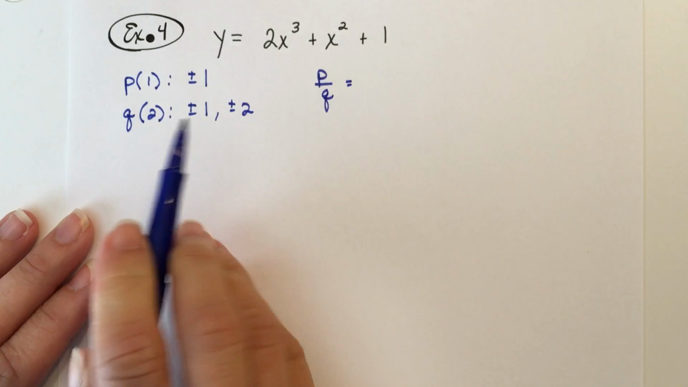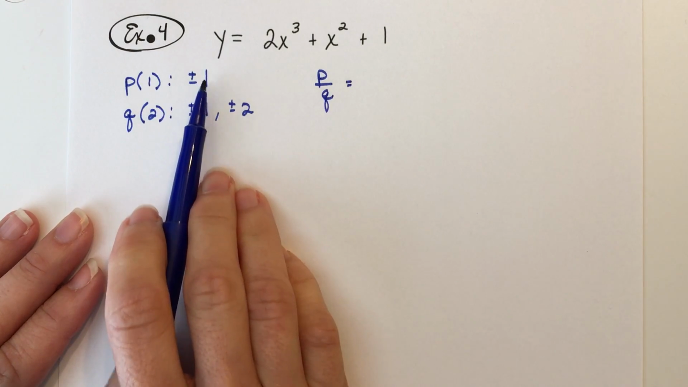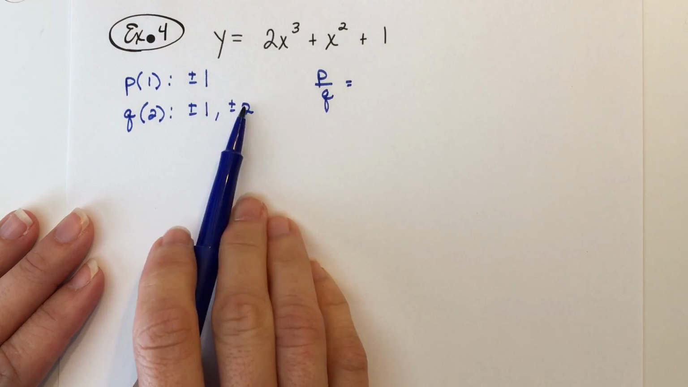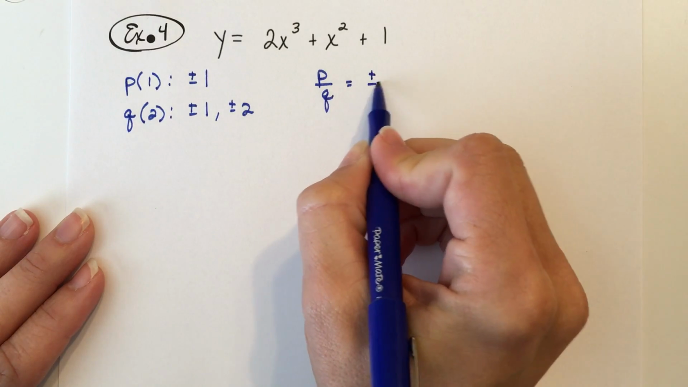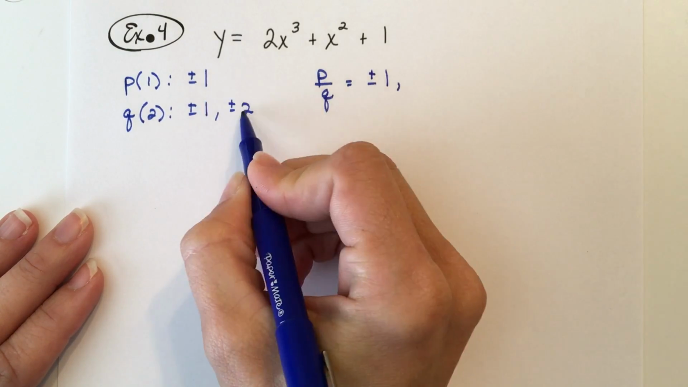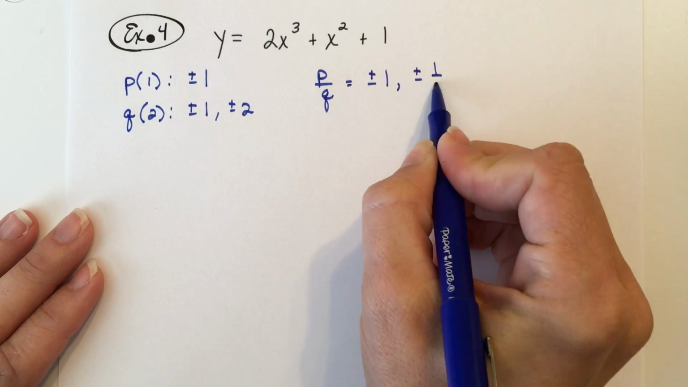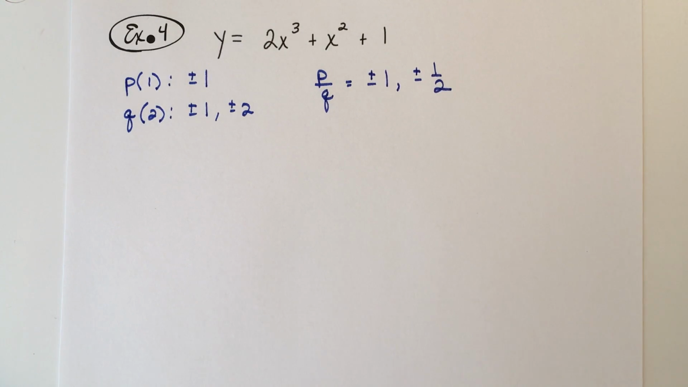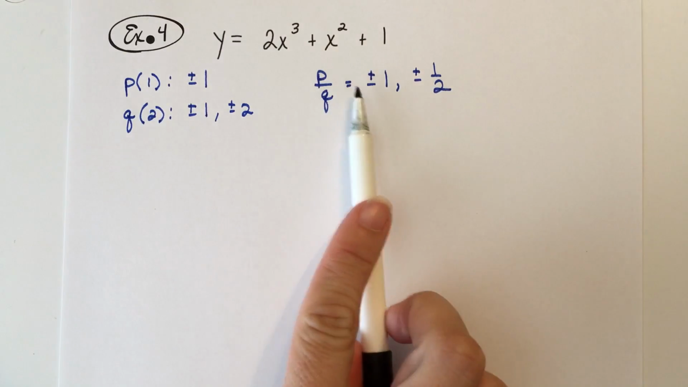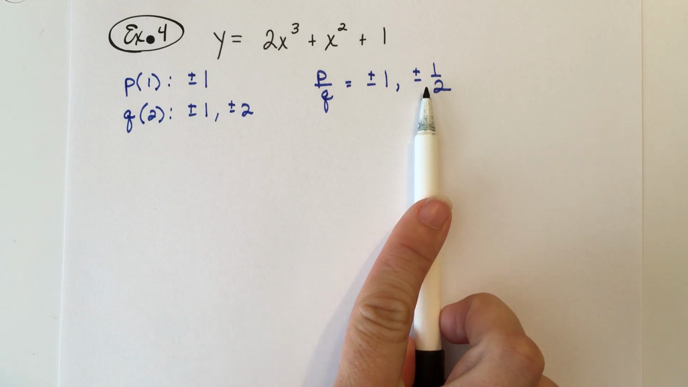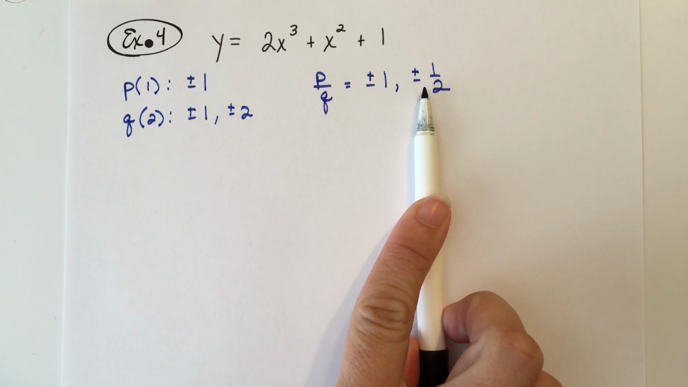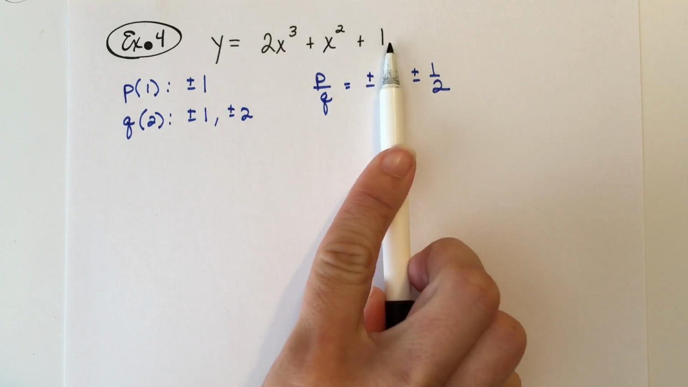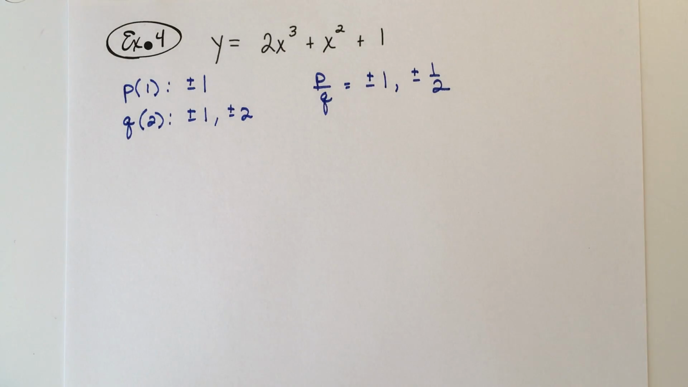Okay, so P over Q. P's go on the top, so you'd put the 1 over the 1, and then you'd put the 1 over the 2. So 1 over 1 is just 1. Then when you put 1 over 2, that'll give you a half, okay? So these are the only ones that you have to plug into the polynomial, and you need to find out of this list which one, and it could be more than one, but you need to find just one that will cause it to equal 0.